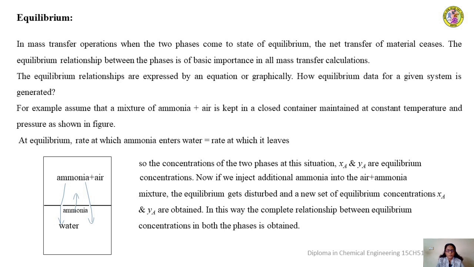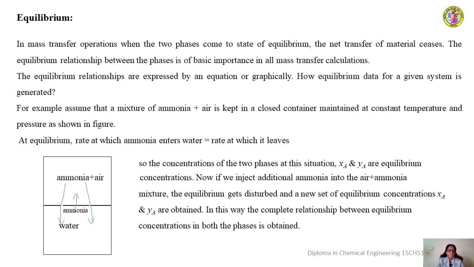Now let us discuss the interface equilibrium in interface mass transfer. Whenever interface mass transfer occurs, the transfer rate will be maximum at the initial stages, then it becomes lesser as the transfer occurs. Finally, the rate of mass transfer becomes zero when the equilibrium between the two phases is reached.